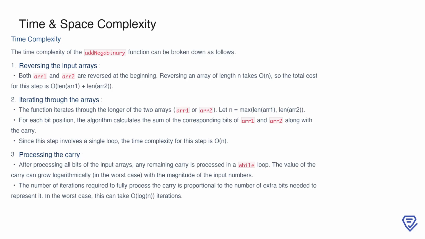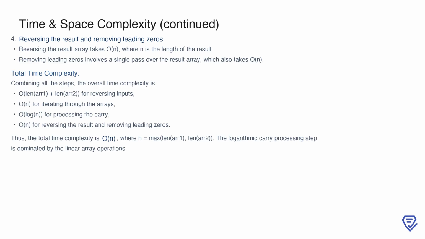Finally, there's the processing of any remaining carry after the main loop. In the worst case, the carry might require additional iterations that grow logarithmically with the size of the input, leading to an O(log n) cost for this step. These three components form the foundation of the time complexity analysis. Following the processing of the main input arrays and the carry, we handle the result array. Reversing the result array also takes linear time, contributing O(n), where n is the length of the result. Additionally, we remove leading zeros from the result. This step involves a single pass over the array, which again costs O(n).